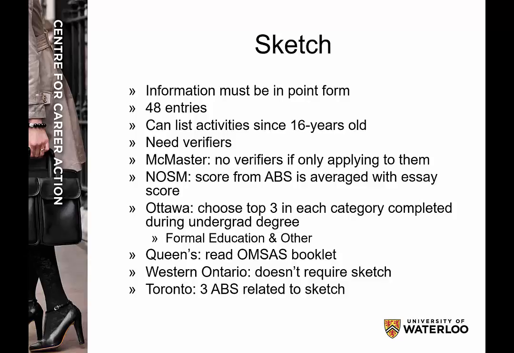Queen's University emphasizes in the OMSAS booklet that candidates should emphasize in the ABS those areas of experience that include particular interest in advisory work, athletics, community work, fine arts, healthcare, employment, literature, organization, teaching, and travel. Leadership skills are valued. Western Ontario University does not require the sketch. The University of Toronto evaluates the ABS, meaning the sketch, and 3 additional ABS essay answers as a whole. There are also 4 other essays for Toronto that are marked independently.